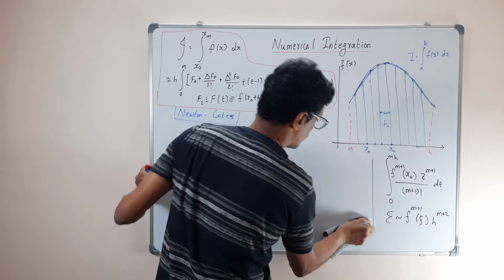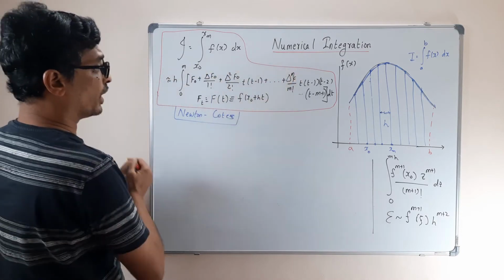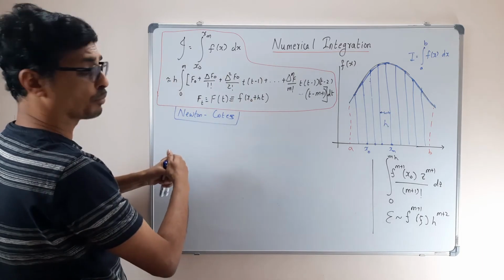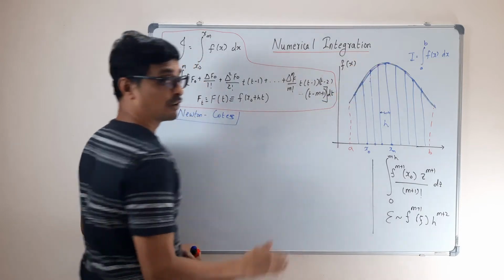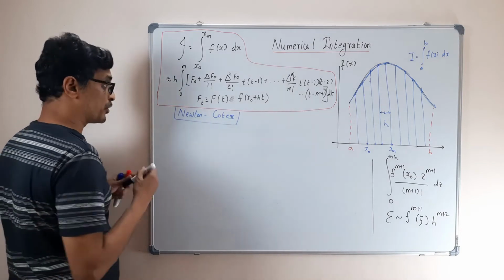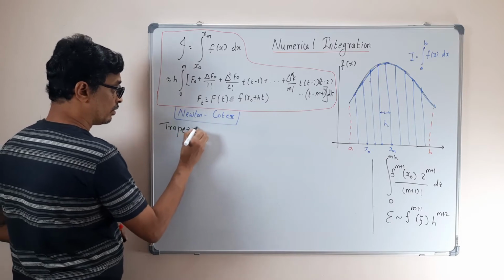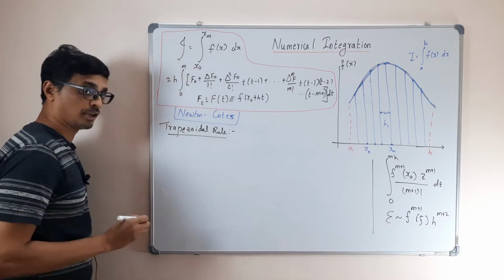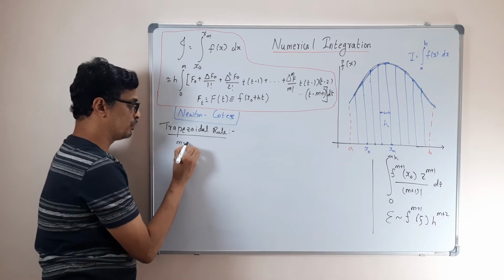The first simple algorithm is, let me consider the case m equal to 1. When m equal to 1, I am going to represent this polynomial as a polynomial of degree 1. You can clearly say that will be a straight line, and if you remember the name of that algorithm, that's nothing but your trapezoidal rule. So let me consider the case m equal to 1.